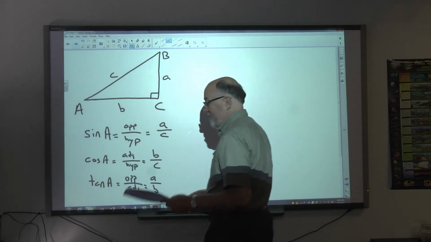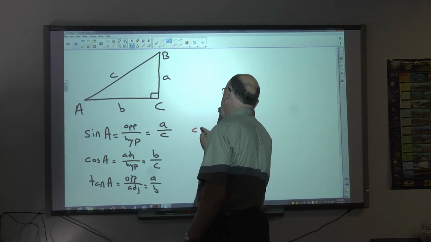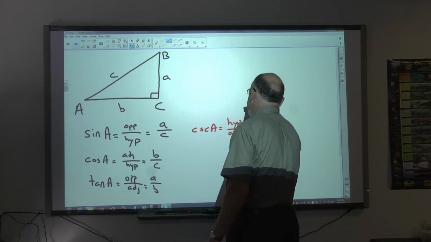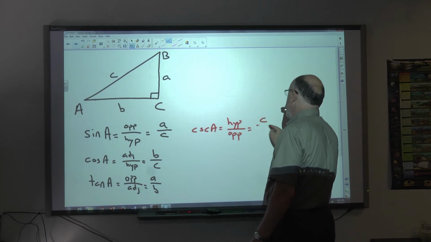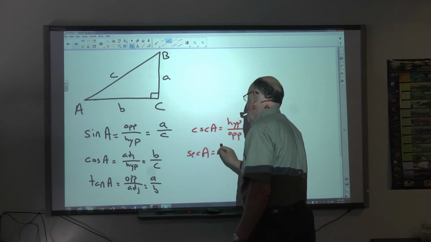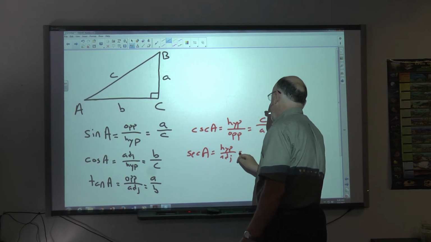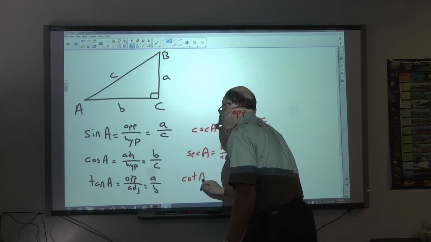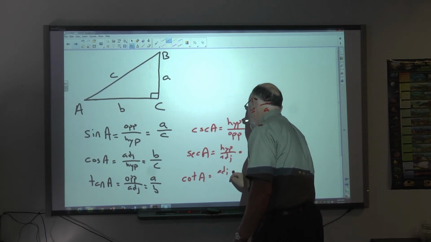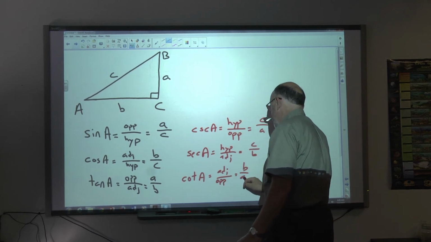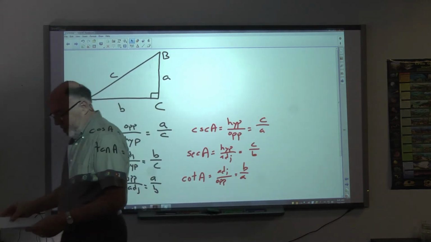And so you get the reciprocals of these, and so you get cosecant, which is hypotenuse over opposite, which will be C over A. You get secant, which is hypotenuse over adjacent, which is going to be C over B. And then lastly, you get cotangent, which will be adjacent over opposite, which is going to be B over A. And those are the 6 trig functions.